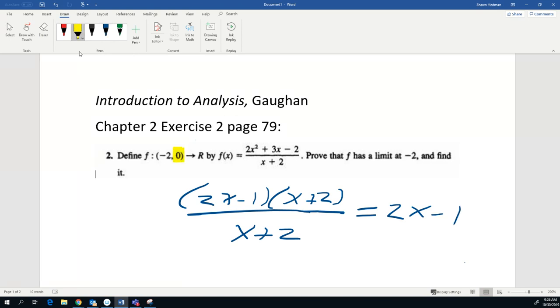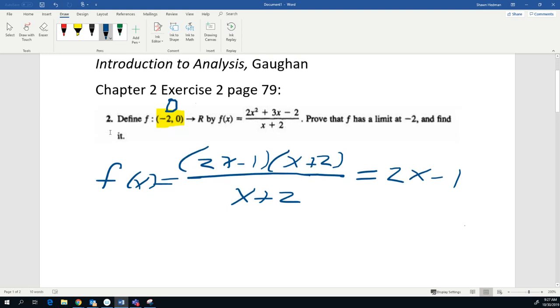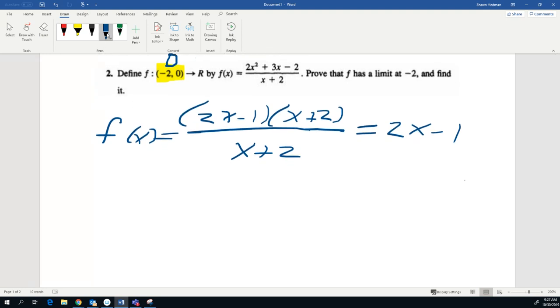Also notice the domain of our function. I'll call this D for domain. The domain is the open interval from -2 to 0. So in this interval, x is never -2. And so for that reason, on the domain, f of x always simplifies to 2x minus 1. So that's a much simpler way of writing the function as opposed to the way it was given.